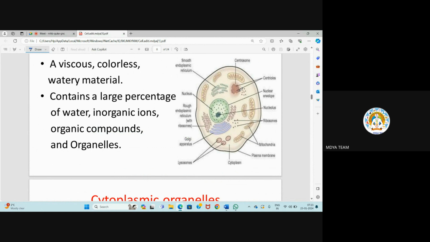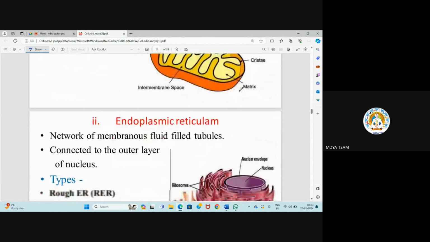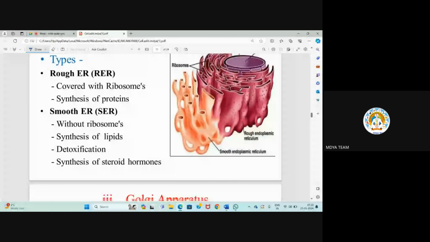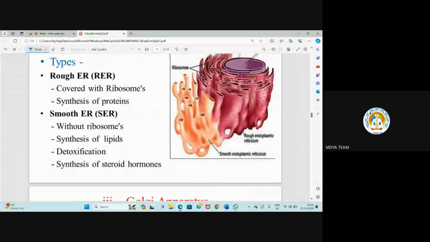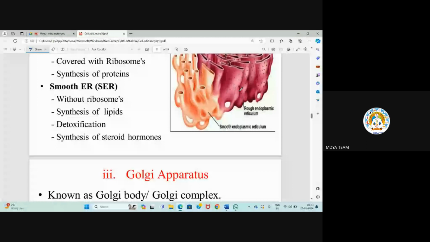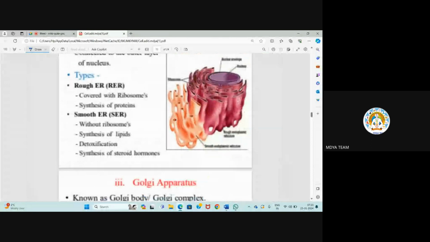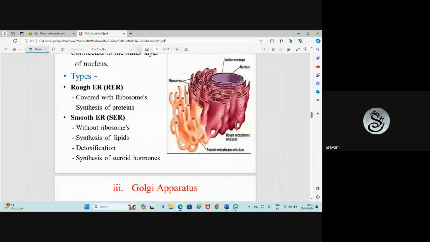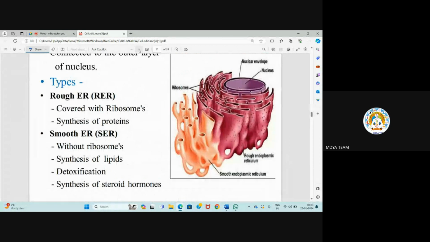So I hope you went through the slides yesterday. We will start anew. Do you remember till where we have covered yesterday? Endoplasmic reticulum. So what is the main difference between smooth and rough endoplasmic reticulum? In rough endoplasmic reticulum, we have ribosomes, and in smooth endoplasmic reticulum, we don't have ribosomes. Okay, very good.